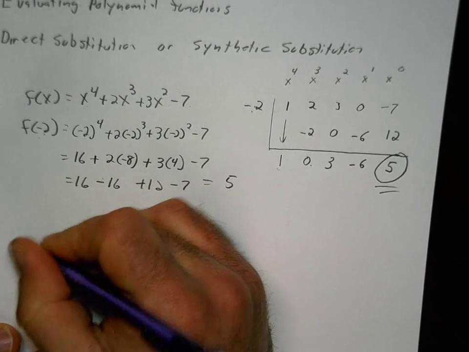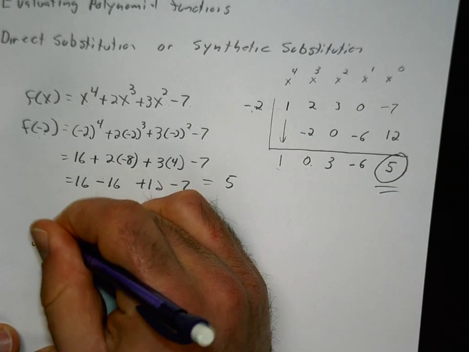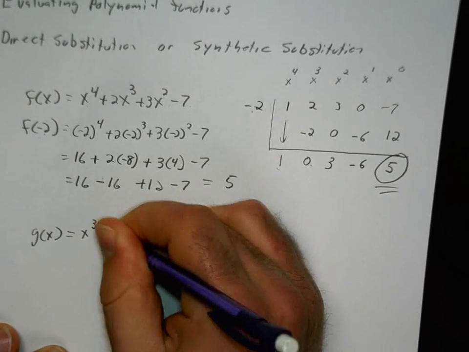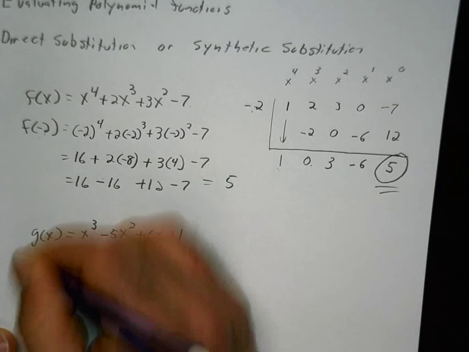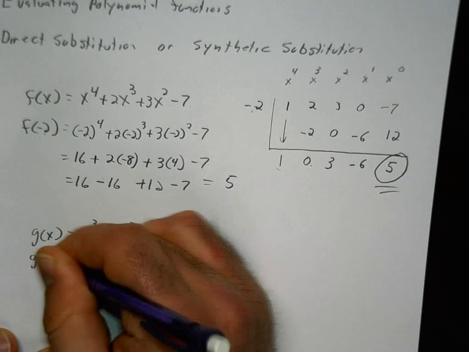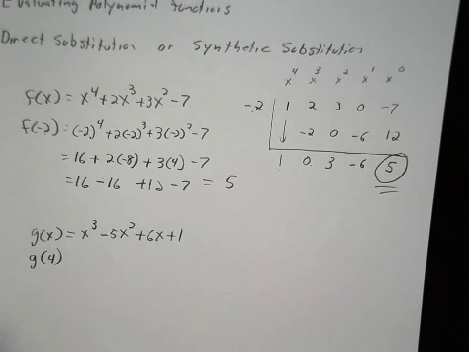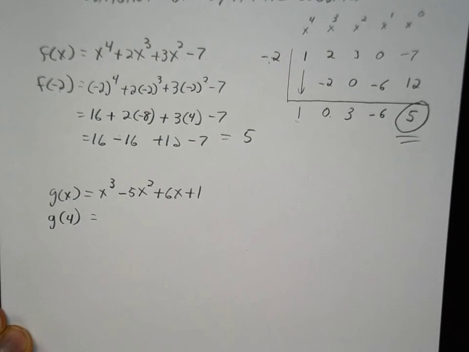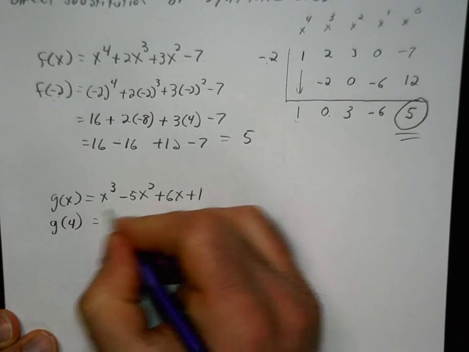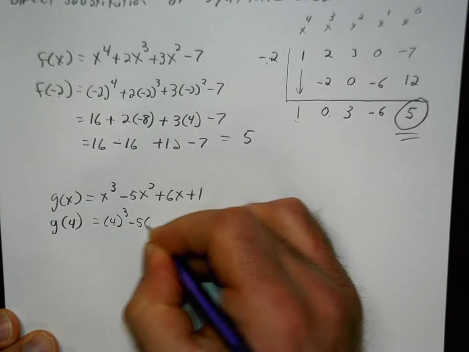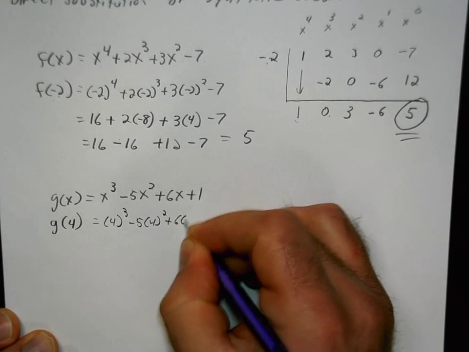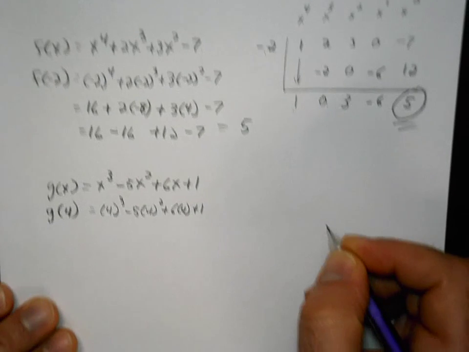Let's say we've got this, and we want to find g of 4. Okay, so go ahead and try to do it both ways. Pause the video, see what you get, and then we'll go through it. Okay, so if I'm doing direct substitution, I have 4 cubed, 5 times 4 squared, 6 times 4 plus 1.